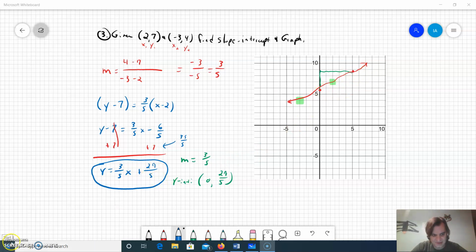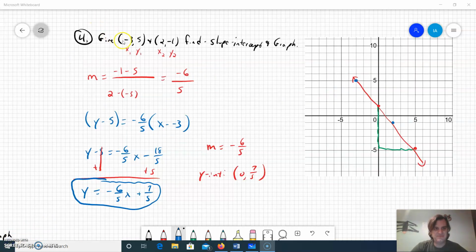Okay. Now I'm going to go to number 4. Number 4, you're given 2 points, (-3, 5) and (2, -1), told to find the slope-intercept equation of the graph and graph it. So the slope-intercept form of the equation is y equals negative 6/5 x plus 7/5, and I have the graph over here.